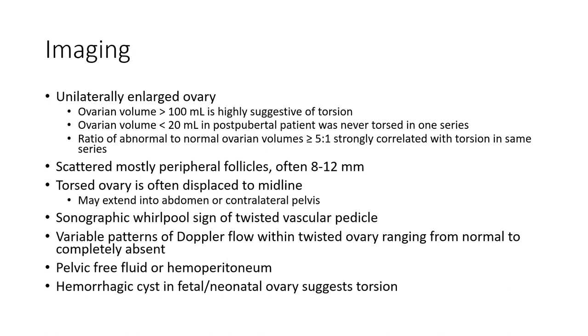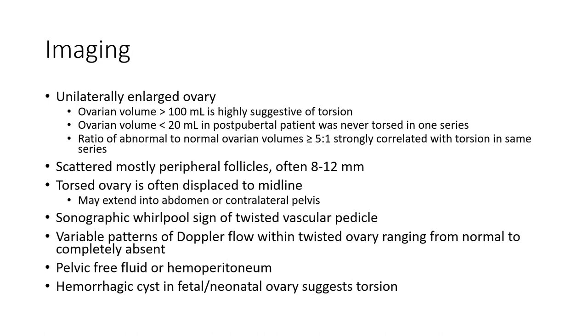Imaging: unilateral large ovary. Ovarian volume more than 100 ml is highly suggestive of torsion. Ovarian volume less than 20 ml in a post-pubertal patient was never torsion in one series. A ratio of abnormal to normal ovarian volume of more than or equal to 5 to 1 strongly correlated with torsion in the same series.